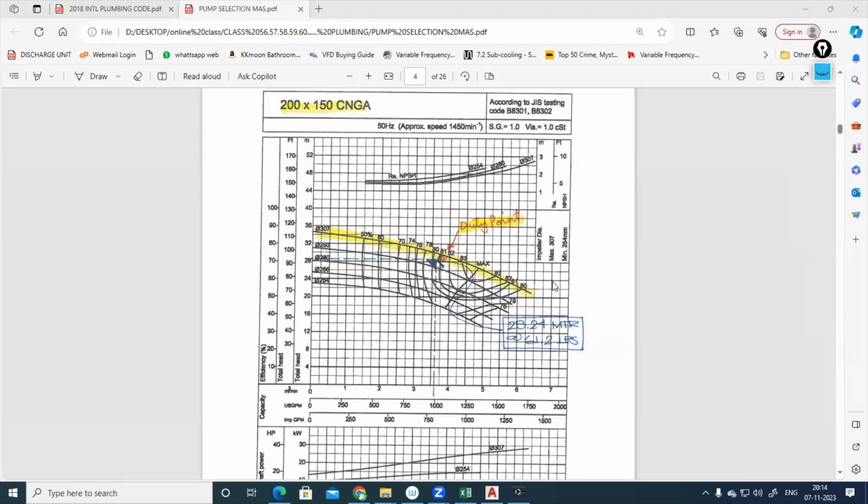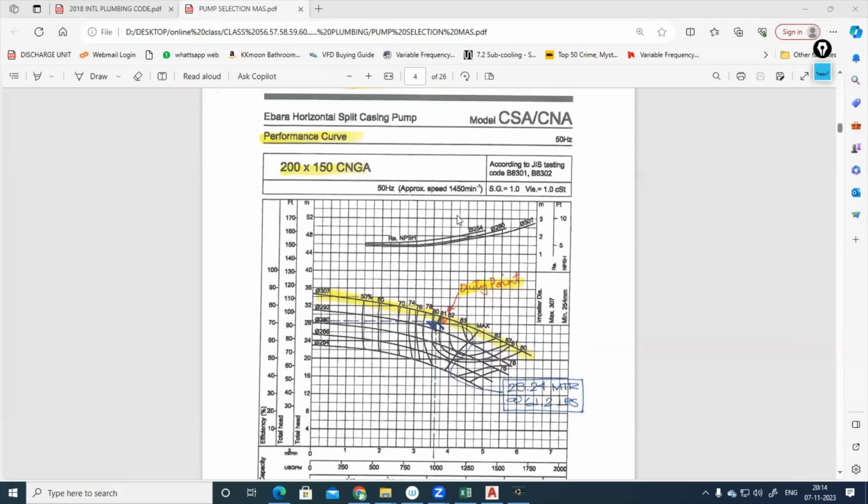Here you can see this is a pump curve with a different model. The manufacturer is Ebara. Model number is CSA-CNA. And this is working on 50 hertz electricity because this is important for VFD selection. For RPM adjustment, we need variable frequency drive. This is a pump standard. And RPM, rotations per minute, is 1450. The specific gravity of water is 1, viscosity of water is 1 centistoke, just for reference.